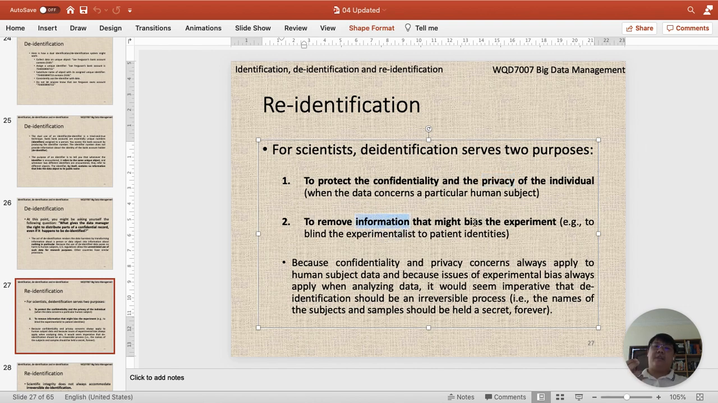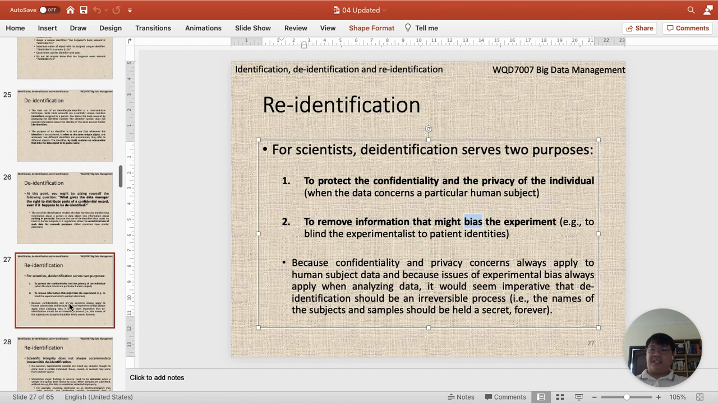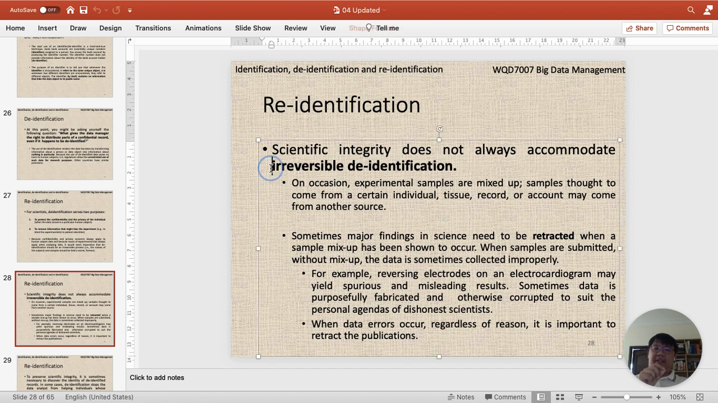The next thing is you can have a certain kind of bias if you know that particular person, which is quite common, and that's the reason why you want to remove it when you are doing the research work. Because of the confidentiality and privacy concerns, we are entering re-identification. Scientific integrity does not always accommodate irreversible de-identification. Why don't we want irreversible de-identification, specifically for scientific integrity?